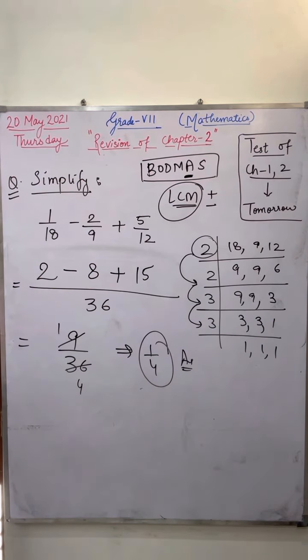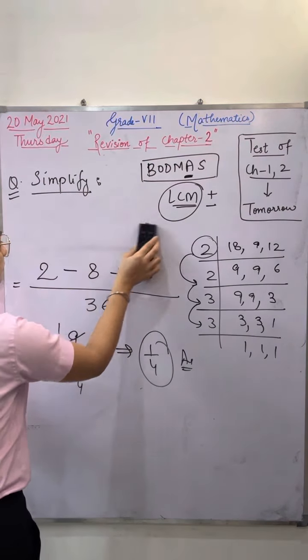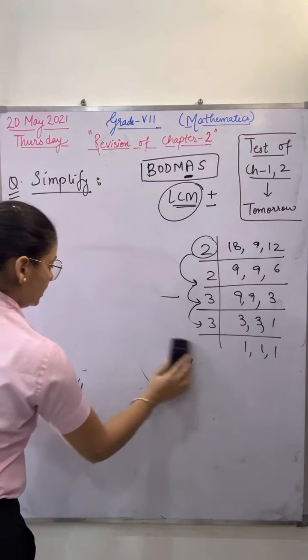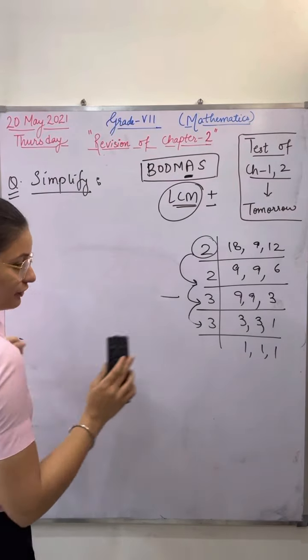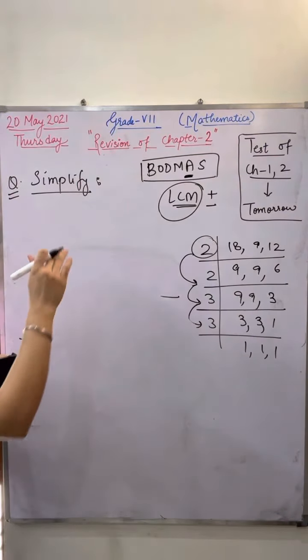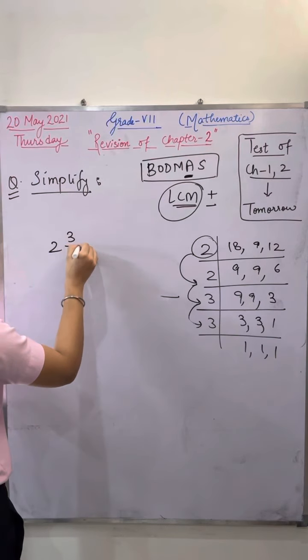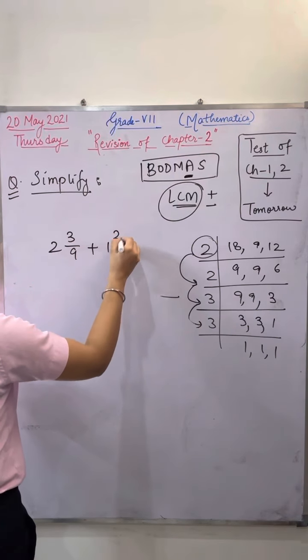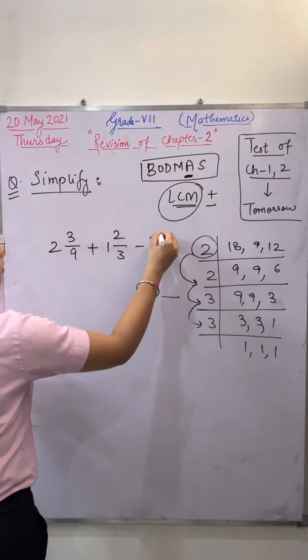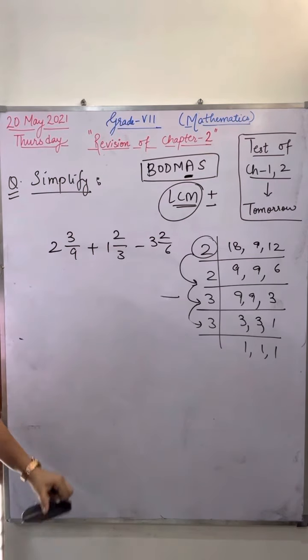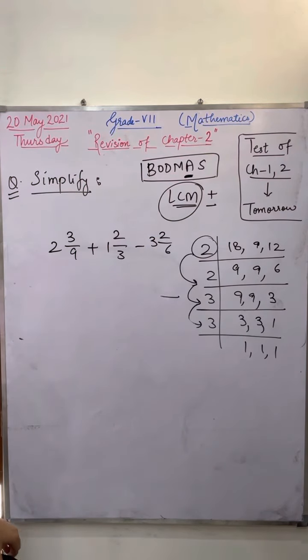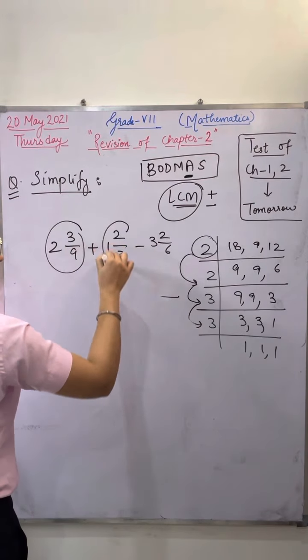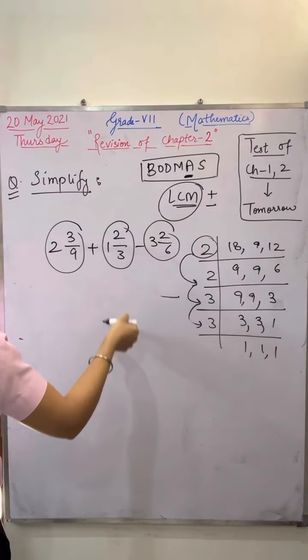Now I am giving you another question of multiplication and division. If I give you this question in the papers, just see here. 2 3 by 9 plus 1 2 by 3 minus 3 2 by 6. Can you solve this question also? First of all, open all the mixed fractions. Make them into fractions.